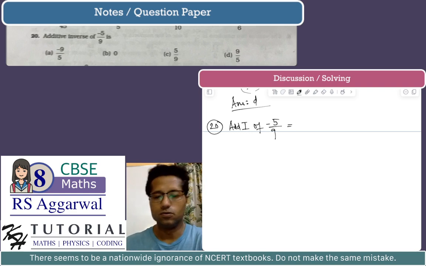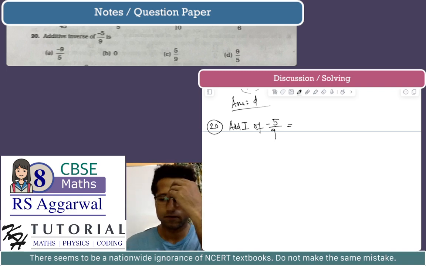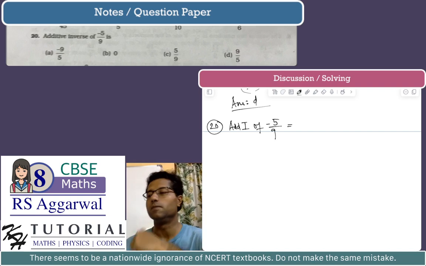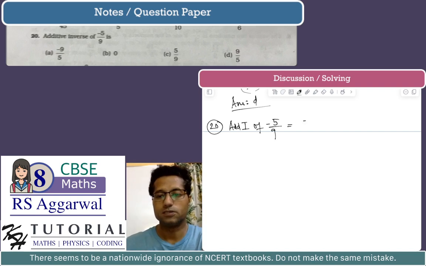So this will be equal to, we just change the sign of the numerator, that is all we have to do. In finding the additive inverse of our rational number p by q, we change the sign of the numerator, that is, it will be minus p by q. In this case it will be minus of minus 5 by 9, that is 5 by 9.